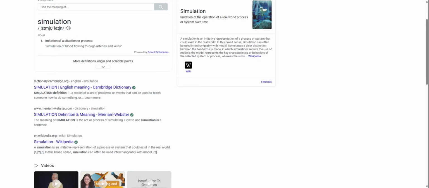Simulation is an imitative representation of a process or system that could exist in the real world. In this broad sense, simulation can often be used interchangeably with model. Sometimes a clear distinction between the two terms is made in which simulations require the use of models. The model represents the key characteristics or behaviors of the selected system or process.